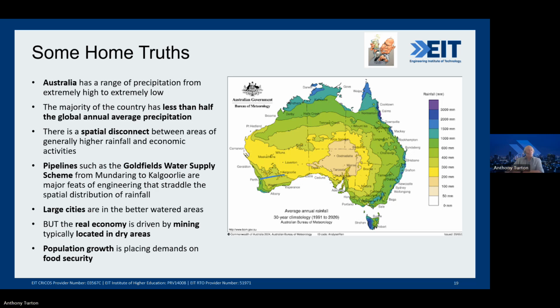So you also see this gradient that changes from north to south. And it also changes from east to west. The majority of Australia, in this case, has less than half of the global annual average of precipitation. So we can say that Australia, as a country, has got a fundamentally water-constrained economy, and that's an easy statement to make and to defend. But there's also a spatial disconnect between the areas of higher rainfall and economic activities.